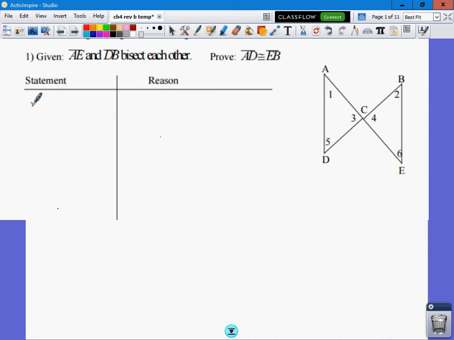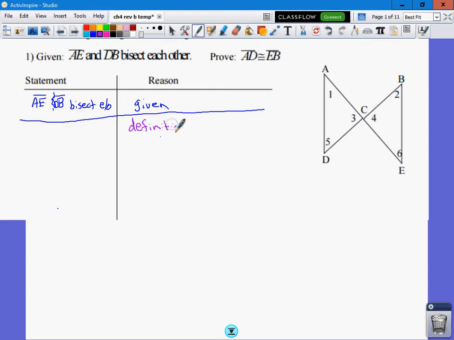As always with a proof, we start with the given information. So, segment AE and DB bisect each other. And that was given. Because I see that word bisect, I'm going to use the definition of bisect in my next statement.